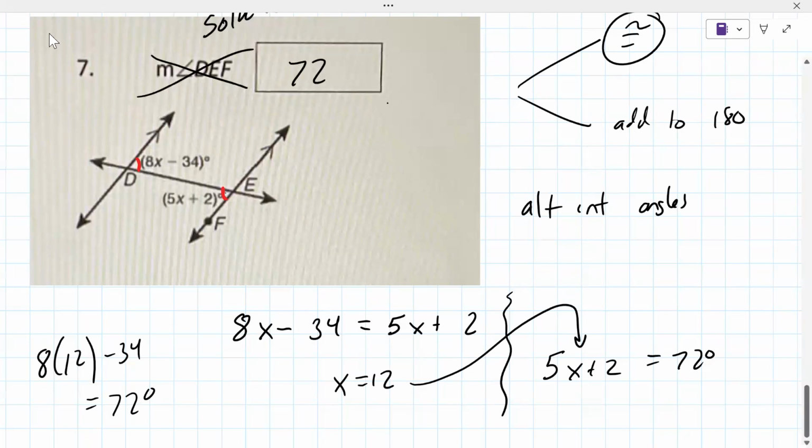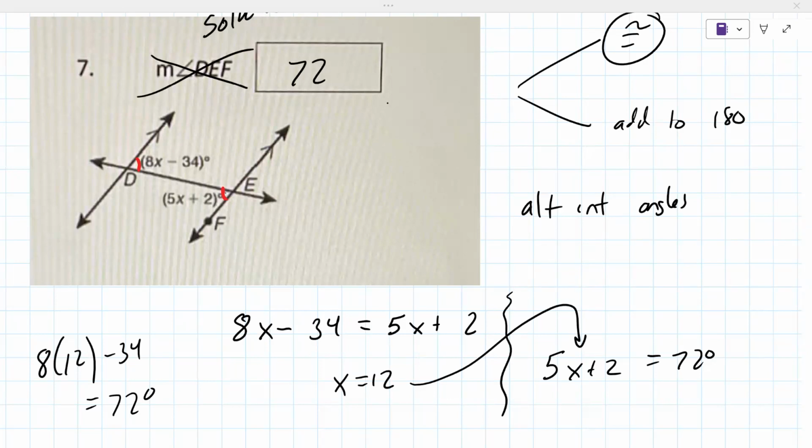Yeah. So sometimes the teacher might ask you for the more complicated one, and you might as well just go back to the one that's easier to solve or to substitute in for. Yeah. All right. Let's go to 8.